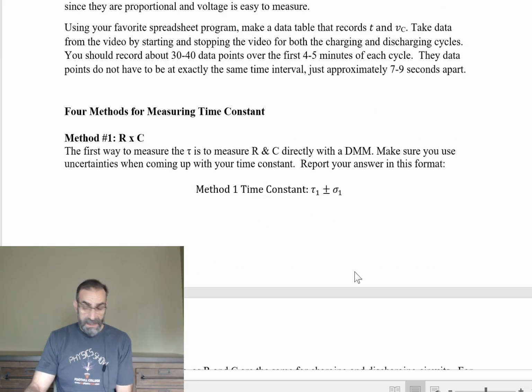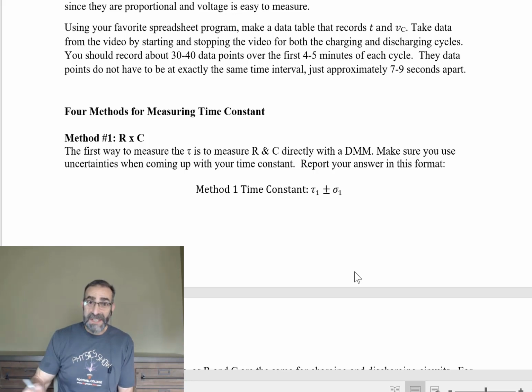Method 1, you're just going to multiply R times C, right? The time constant is R times C. So you're going to measure R. Well, you're going to watch a video of somebody measuring R. You're going to watch a video of somebody measuring C. You're going to multiply them together. And that is your first time constant measurement, tau 1.